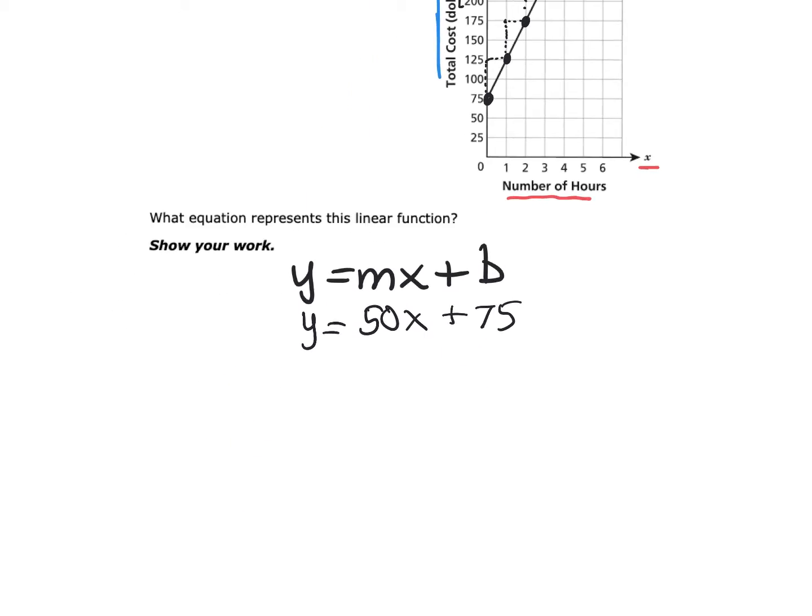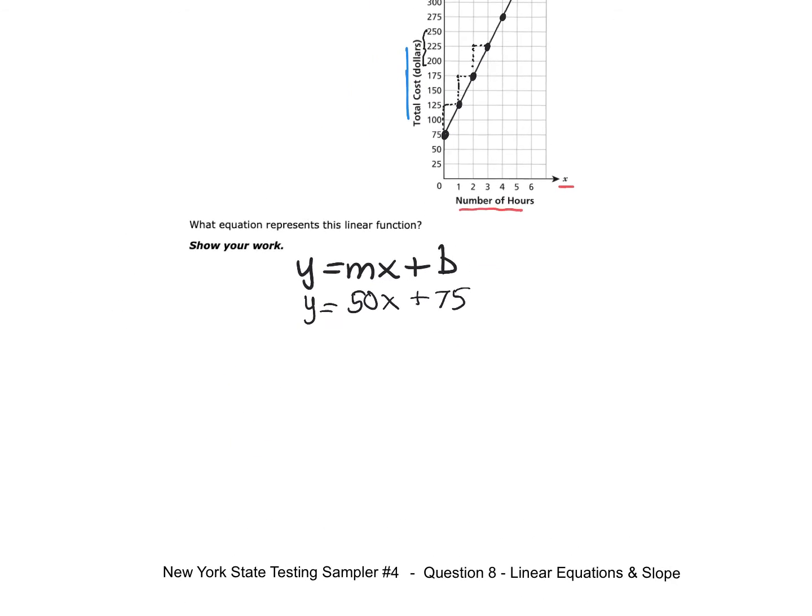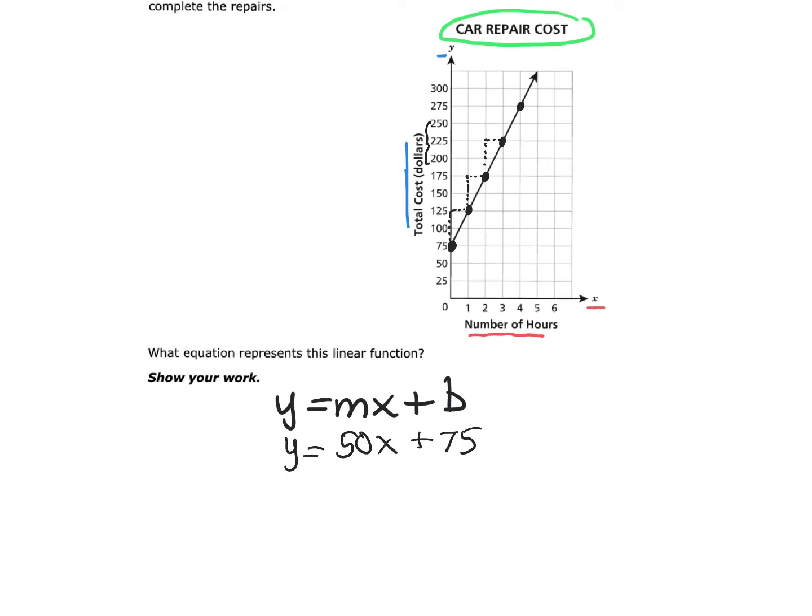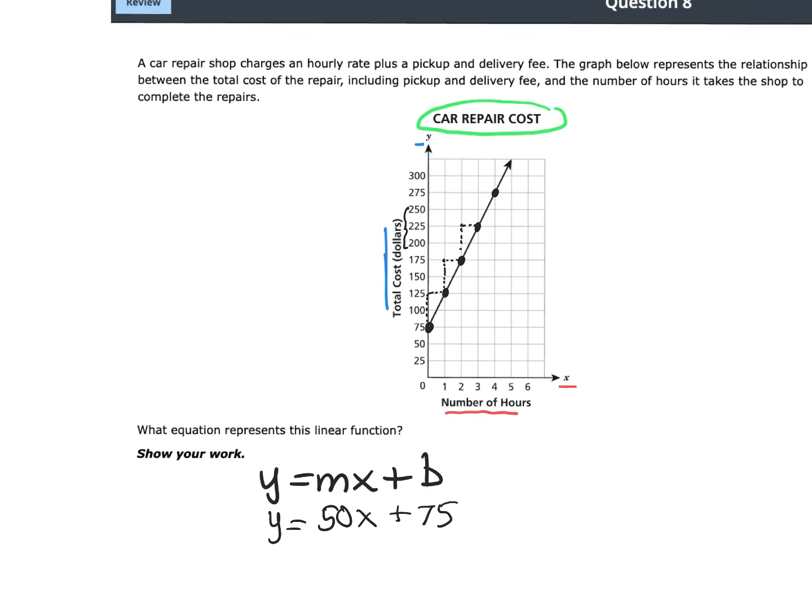So what we would notice now is it just says which equation represents this linear function. It doesn't even ask you anything to determine. You could get asked so much more. You could be asking, well, what does that 50 mean? So what does that 50 mean? That 50 over 1 is your slope. That would mean your number of hours, and this is your cost.